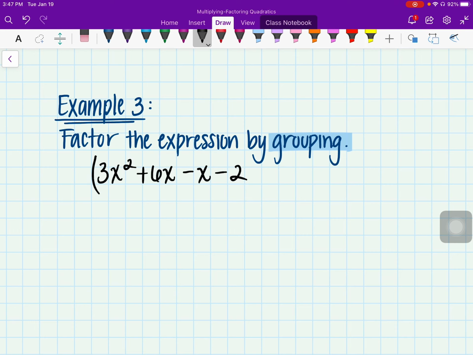So we have a 3x squared plus a 6x, and in the second group, guys, we have a negative x minus a 2. Now, remember in this case, guys, we want to add a plus sign there just to remind us that we are adding the expression, not multiplying it. So let's get started here, guys. I have a 3x squared and a 6x. The greatest common factor between both of these is actually a 3x.